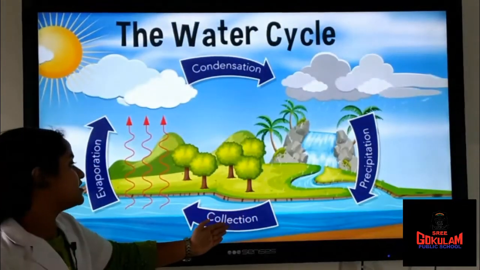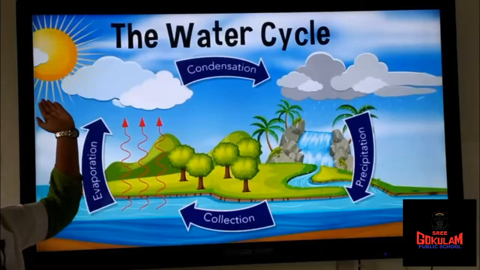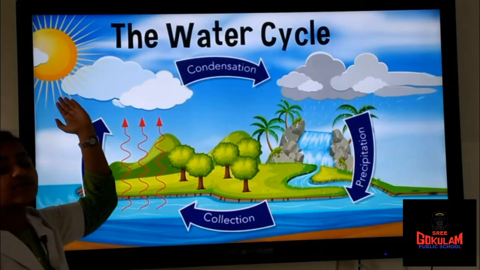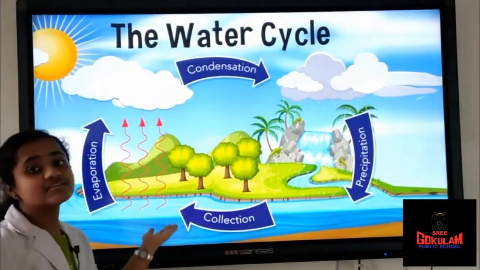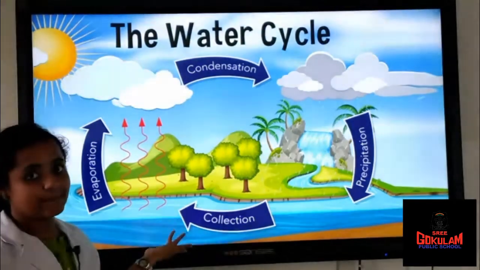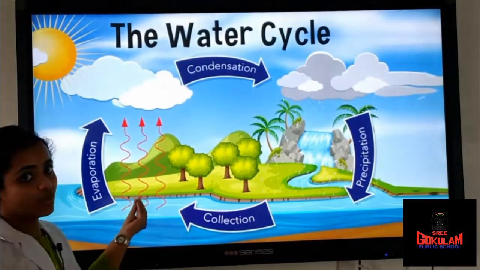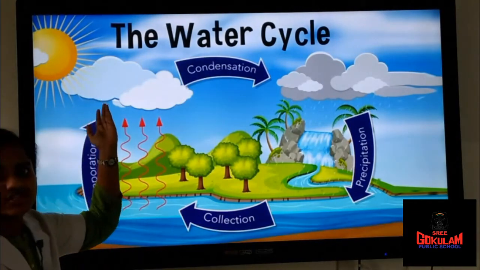And what happens when the sun is present? The sun is hot, and what happens? The sun makes the water hot or warm. Okay, and what happens after that? The water vapor starts rising, isn't it? The water vapor rises and reaches the sky.